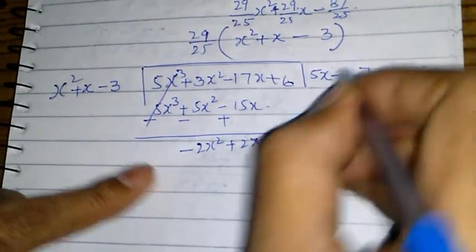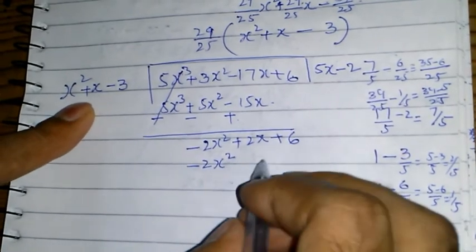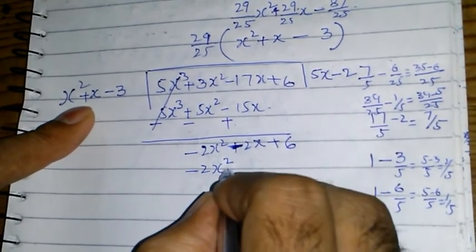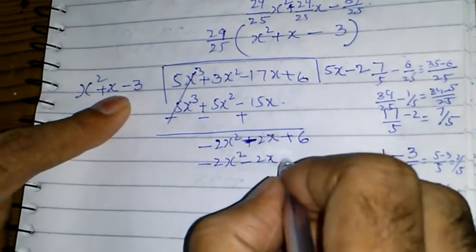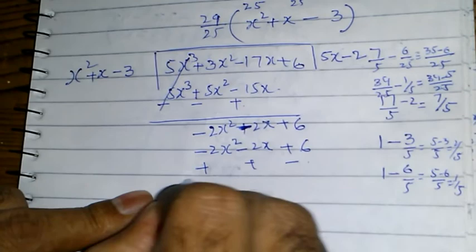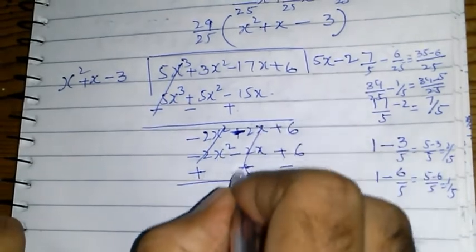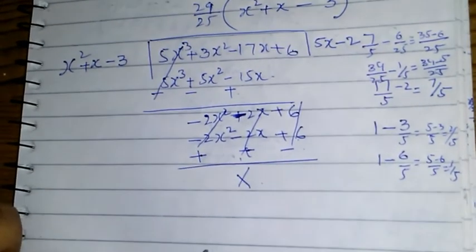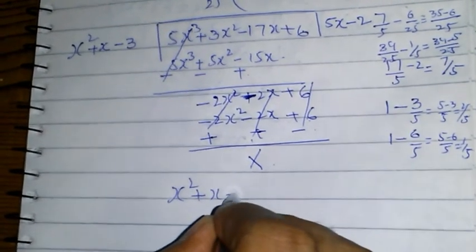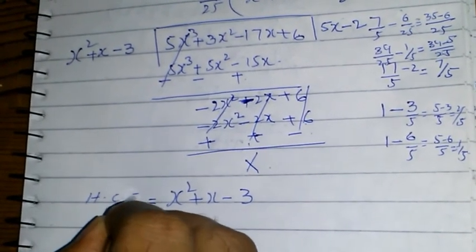Now we need here minus 2. Minus 2x square, sorry, there is minus, and minus 2x, minus minus plus 6. Changing the sign, plus, plus, minus. These plus minus cancel, plus minus cancel, plus minus cancel, nothing is remaining. So x square plus x minus 3 is the required HCF of the given expressions.